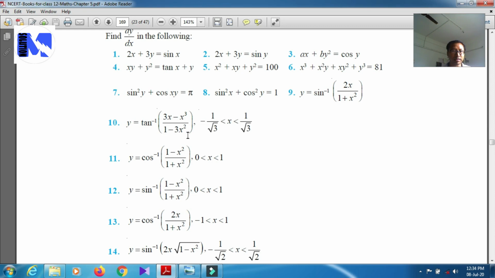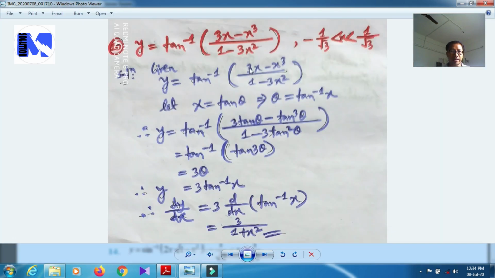Okay, next question, this question number 10, y equal to tan inverse of 3x minus x cube by 1 minus 3x square. Identity for tan function, which is tan 3 theta. Tan 3 theta is equal to 3 tan theta minus tan cube theta by 1 minus 3 tan square theta. Okay, that we have to apply here. So I have taken x equal to tan theta, so that it will give us that identity. Then theta will be equal to tan inverse of x. So this y becomes tan inverse, then 3 tan theta minus tan cube theta by 1 minus 3 tan square theta. And this is the identity which we can write as tan 3 theta.